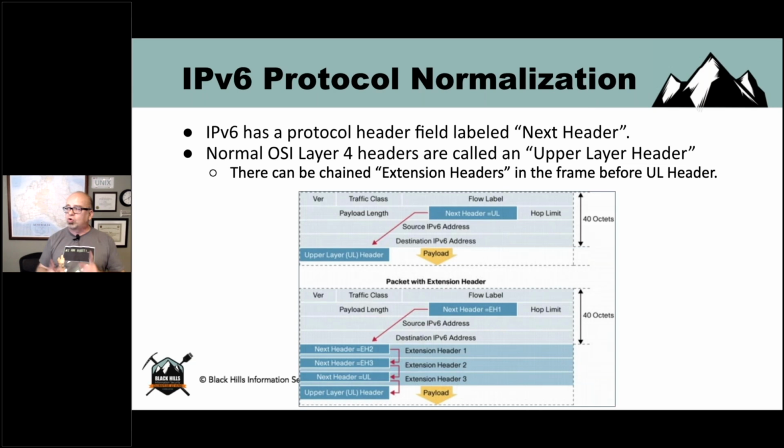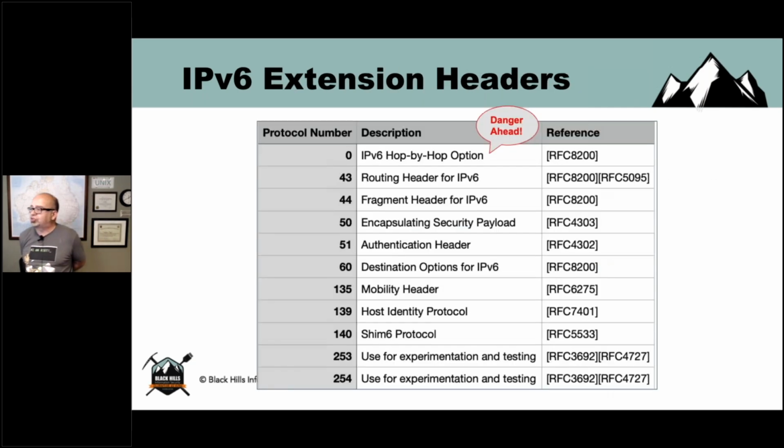There are other headers called extension headers that can exist before that OSI layer 4 header. And they can be chained into the packet. Now, I don't think this is necessarily a good idea, but these chained headers can be numerous to give various directions for that frame to be processed when it is received. Let's take a look at some of the options. One of them, protocol 0, is an IPv6 hop-by-hop option. Does anybody remember loose source routing and strict source routing in IPv4? This is identical.